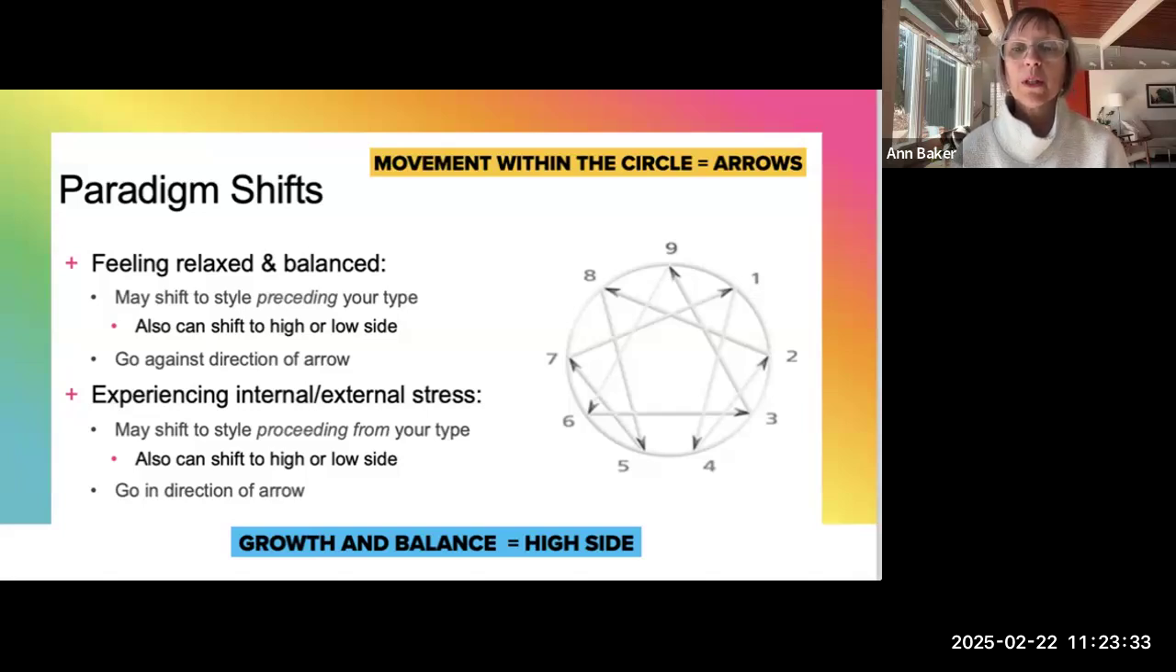Another example is the 2. So 2s are all about service. They can deny their own needs. So if that arrow goes to the 8, they take on some of the 8 characteristics and set some boundaries with people, be a little more assertive. That is a natural balance. And they can also go to a 4 and get more in touch with their creativity and their feelings. So another great way to balance for the 2.